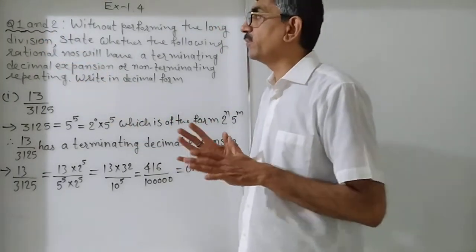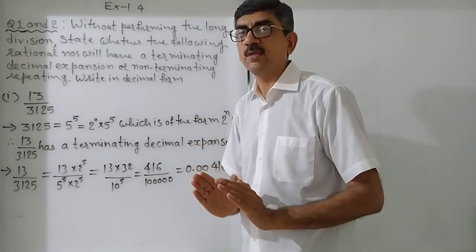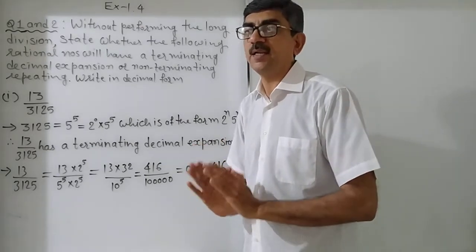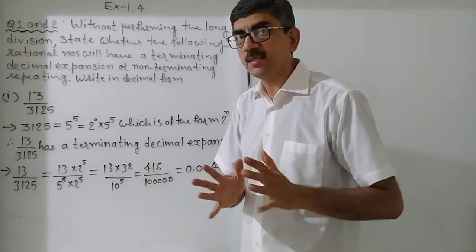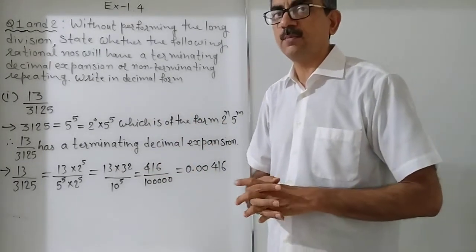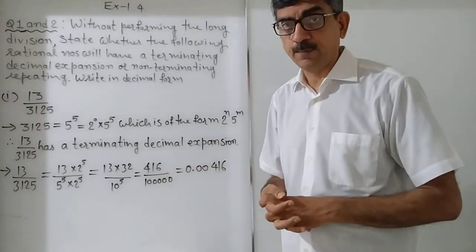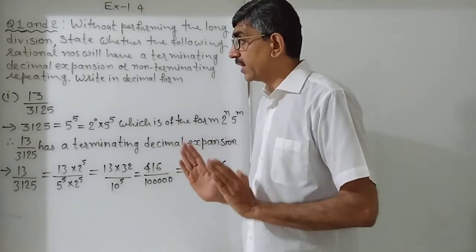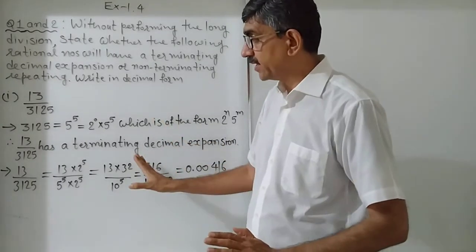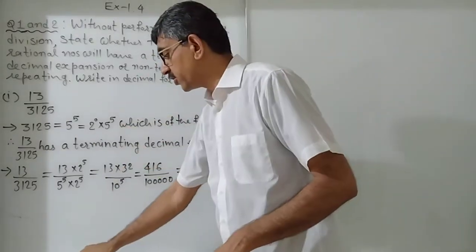In question number 1, you are asked only to check whether the decimal expansion is terminating or non-terminating. And in question 2, if the decimal expansion of the given rational number is terminating, then express it in decimal form. Okay guys, so we shall work out both the sums together. The main steps I demonstrated on the board. Let's read the first question.